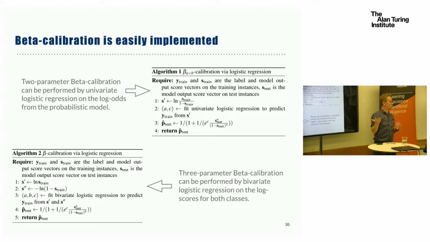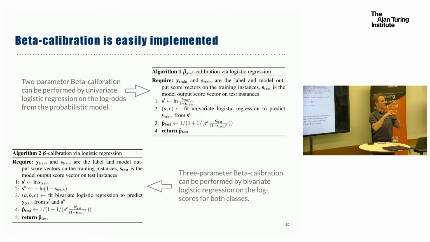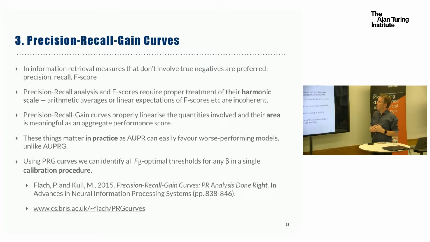And the NeurIPS paper that we have in December is about extending this to multi-class classification. If you know your stats, you won't be completely surprised that this results in Dirichlet calibration, because within each class you have vectors of scores, and these vectors are assumed to follow a Dirichlet distribution, which is the multinomial extension of the beta distribution. Okay, very happy to discuss that offline if you're interested in that.